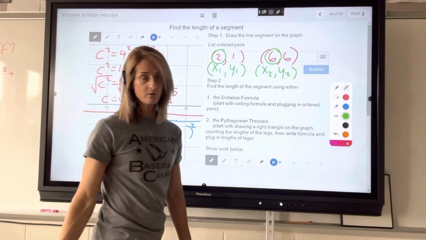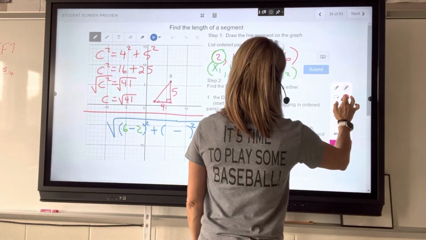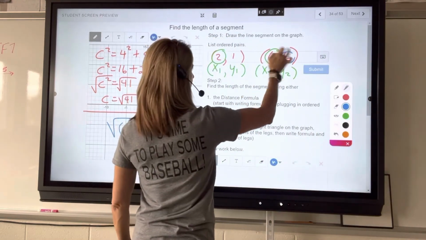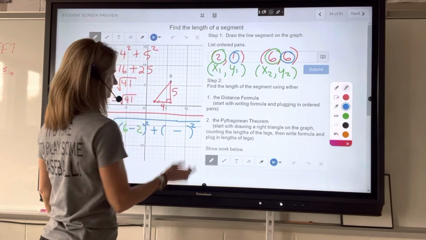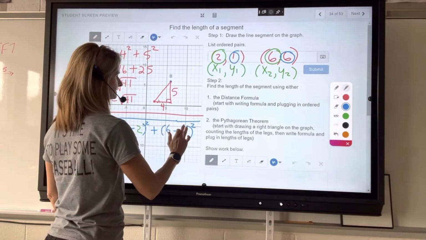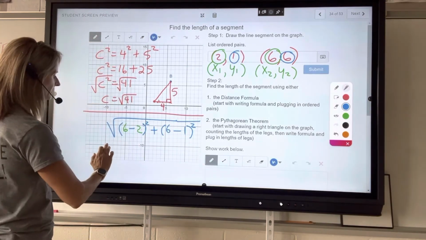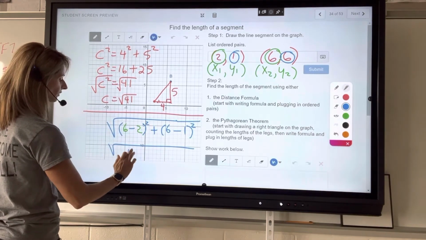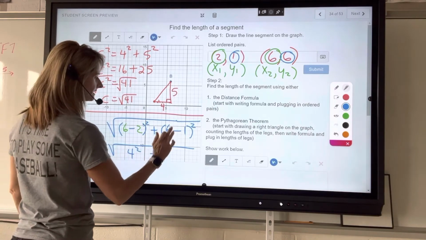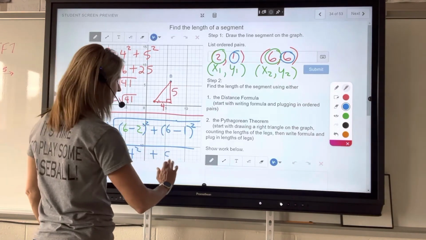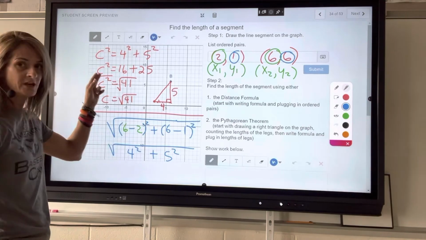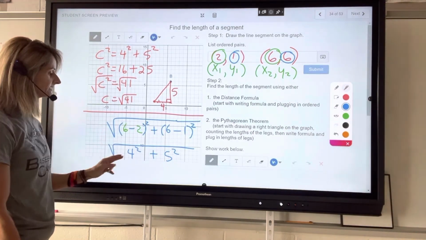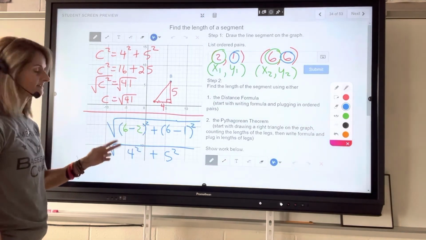And then we do the same for the y coordinates. 6 and 1. So you're going to notice right here, 6 minus 2 is 4. That's 4 squared. Plus 6 minus 1 is 5. This is 5 squared. We're getting the same numbers as we did up here with Pythagorean Theorem. 4 squared plus 5 squared gives us 16 plus 25. That's going to give us a square root of 41.